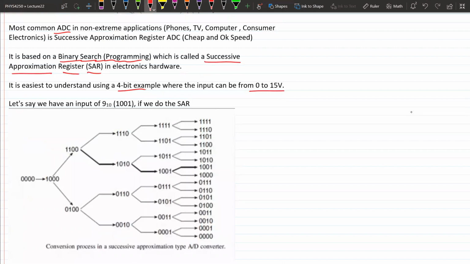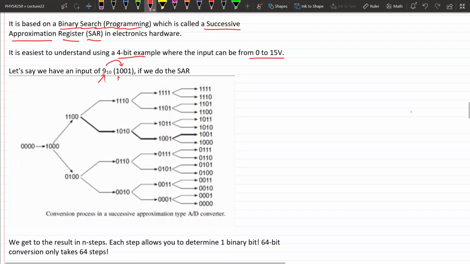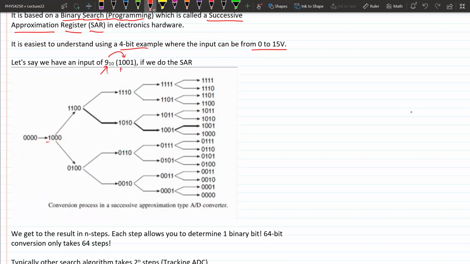The idea is that, let's say your input is 9 in decimal. You need to convert that to digital. In digital, it's 1001. When you do the successive approximation, you basically do a series of guesses. For the first guess, you flip the most significant bit, which represents the value of 8, so 1000. This is the ones bit, this is the twos, this is the fours, this is the 8s bit. Since the 8s bit has a value of 1, it represents a value of 8. Well, 8 is not 9, so that's a really bad guess. We'll see how this turns out.